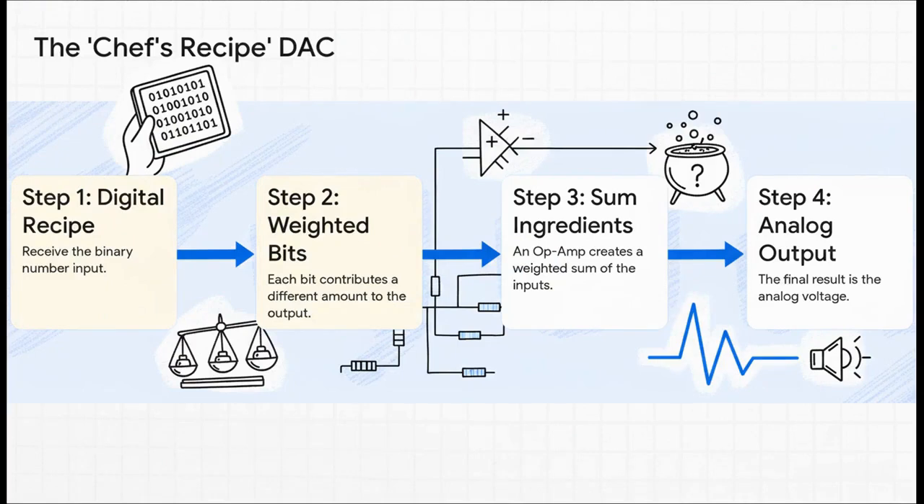Now, my favorite way to understand this is what I call the chef's recipe analogy. It's fun. Imagine the binary number, let's say 1010, is our recipe card. Each bit is an ingredient with a specific weight. The most significant bit, or MSB, is like the main ingredient, a full cup of flour. But the least significant bit, the LSB, is just a tiny pinch of salt. An op-amp circuit then acts like our master chef, summing up all these weighted ingredients to create the final dish, which is our analog voltage.